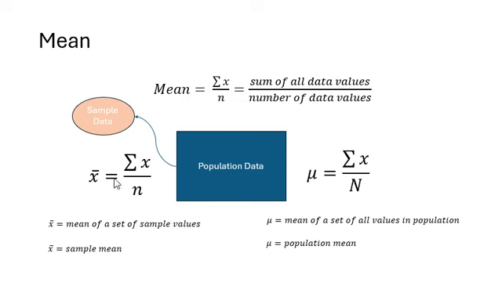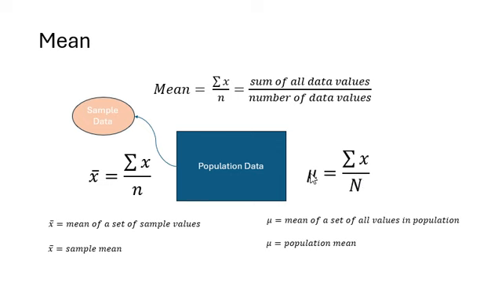So for sample data, we're gonna do the same thing, but we're gonna use a different symbol, so you can differentiate which one is a sample mean and which one is a population mean. The sample mean uses the x with a little bar on top of it. So when you see the x bar, that is a sample mean, and we calculate the same thing: we take all the sample data values, add them up, and divide by the number of data values.